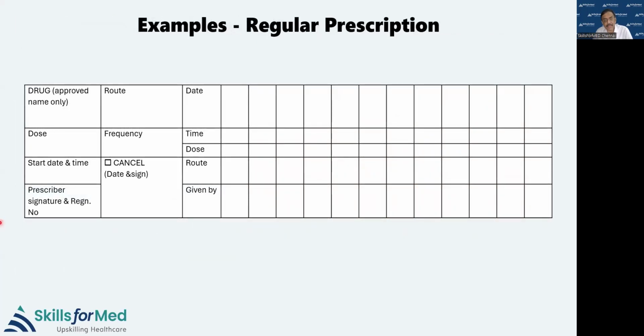Now here are some examples of how you can design your drug chart. If this is a regular prescription, you write the drug name, the route, the dose, the frequency, start time and date, and prescriber signature and registration number. And then the nurses will fill in the date and time, the dose and the route, and who it was given by. So this is for regular medications. And whenever this particular medicine has to be cancelled, they can put a tick and a line across to show that this has been cancelled.